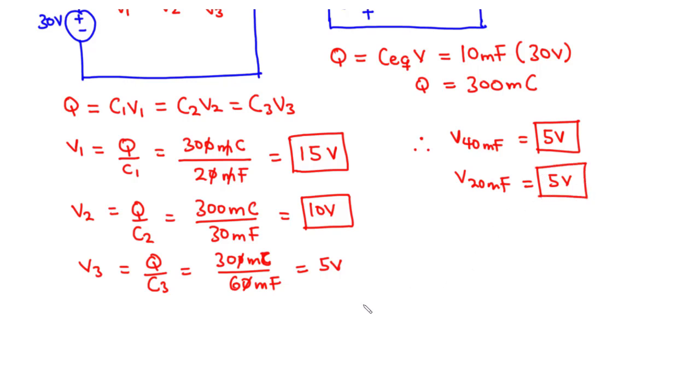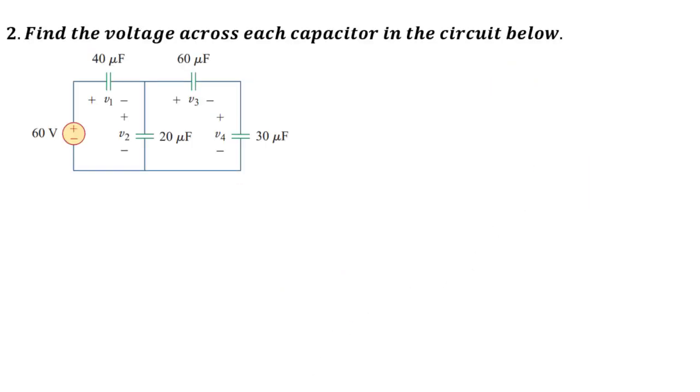Now let's move on to the second example. For example 2, we want to find the voltage across each of the capacitors in this circuit. In this circuit, we have a 60 volt source, we also have 4 capacitors, and we want to find the voltage across each of them. Like we did in the previous example, the first thing we are going to do is find the equivalent capacitance. Looking into this terminal, you realize that we have these two capacitors connected in series, that is 60 microfarads and 30 microfarads. They are connected in series.